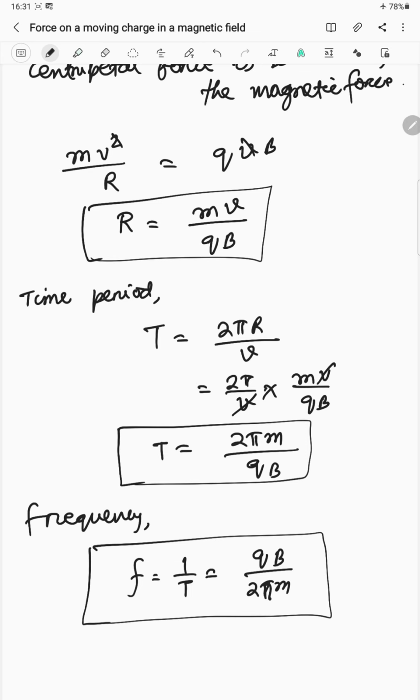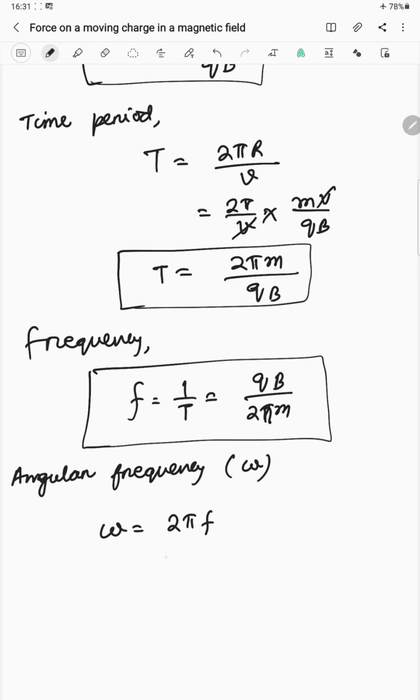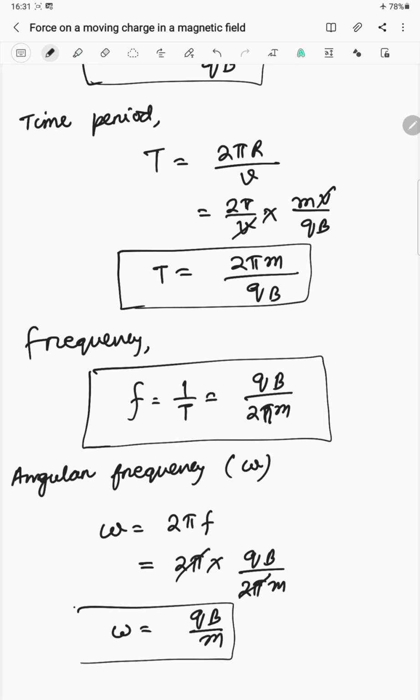Okay. Then once you have calculated the frequency, what about angular frequency? Since it is moving in a circular path, it will have angular frequency. And what is angular frequency? It is omega. And omega is how much? 2 pi f. That will be equal to 2 pi times the value of f, qB by 2 pi m. So 2 pi gets cancelled out. Omega is equal to qB by m. So this is how you can find out your angular frequency.